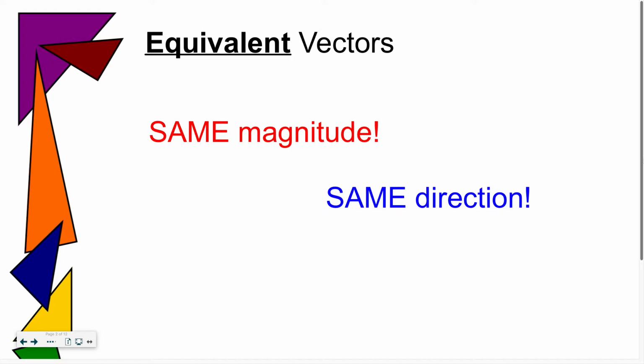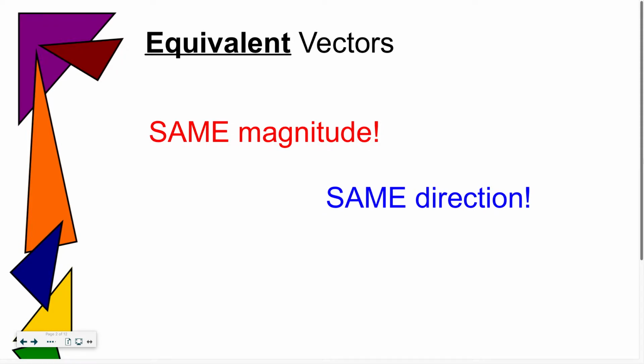So this doesn't mean that they have to be the exact same vector in the exact same location. They could be at different places on the coordinate plane. They just, in those different places, have to be true: they have the same direction and they have the same magnitude.